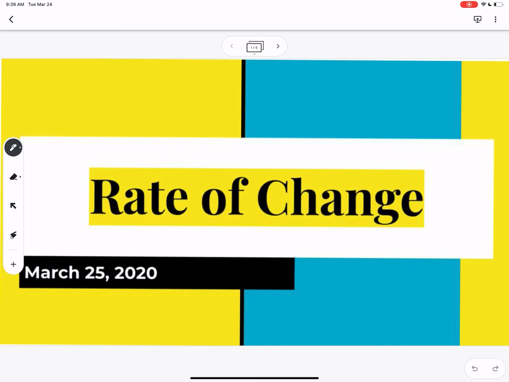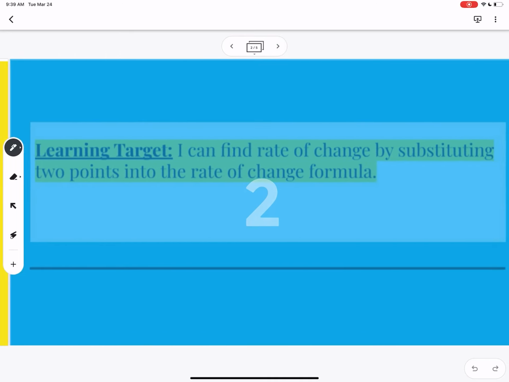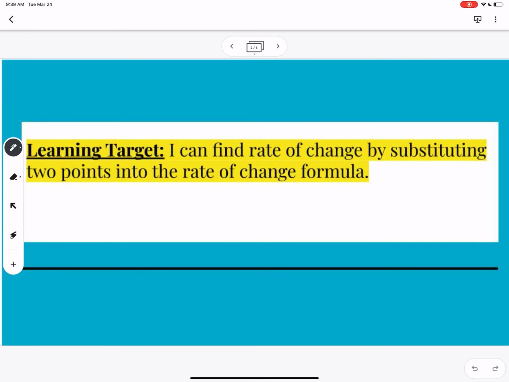Yesterday we went over functions and how we identify them. Today we're going to be reviewing rate of change of functions and how we find them. The learning target for today: I can find rate of change by substituting 2 points into the rate of change formula.